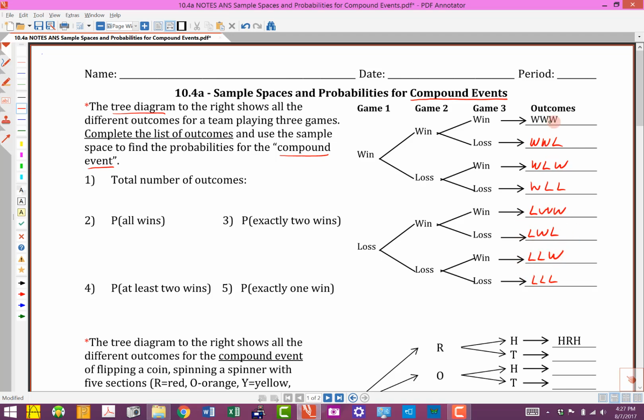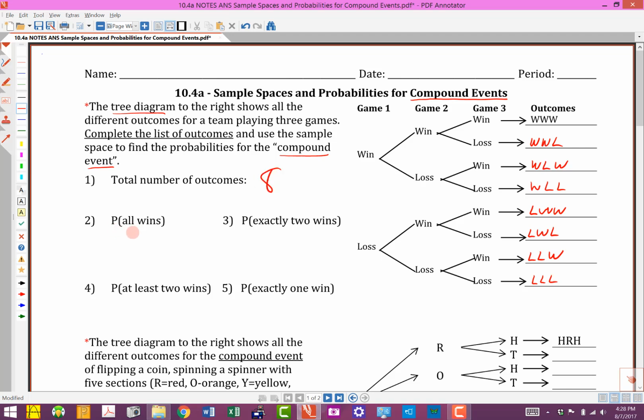You'll notice that we've got a WW that comes second and a WW that comes right here, then a WL, a WL, an LW, an LW, and then an LL. So you can kind of see some symmetry, some nice things that line up and some patterns that develop here. So there are 8 outcomes altogether, 8 outcomes in the sample space.